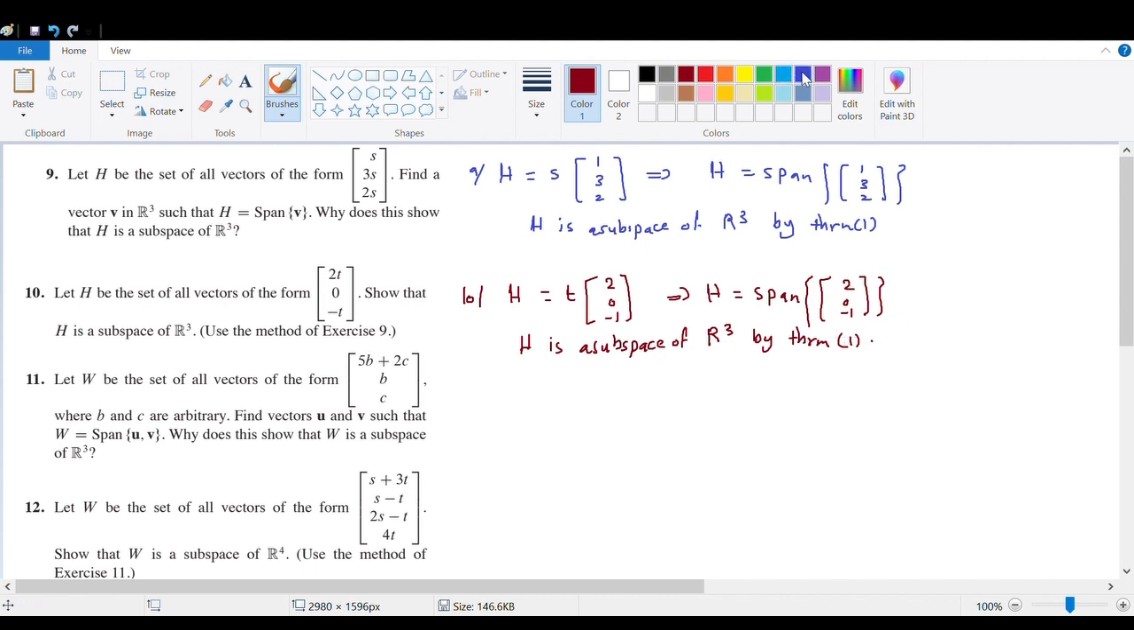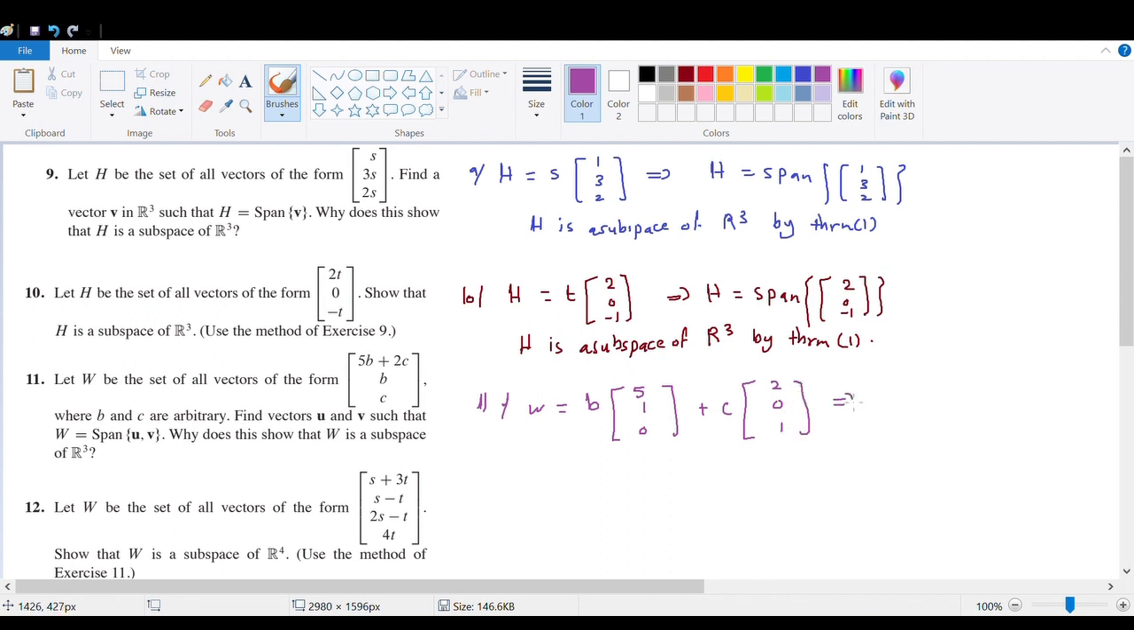Now for 11, let W be the set of all vectors of the form (5b plus 2c, b, c), where b and c are arbitrary. Find vectors u and v such that W is equal to span of u and v. Why does this show that W is a subspace of R3? So first we can write W as, since here we have two unknowns, b and c, we can take b, with the coefficient vector (5, 1, 0), plus the other unknown c, with the coefficient vector (2, 0, 1).